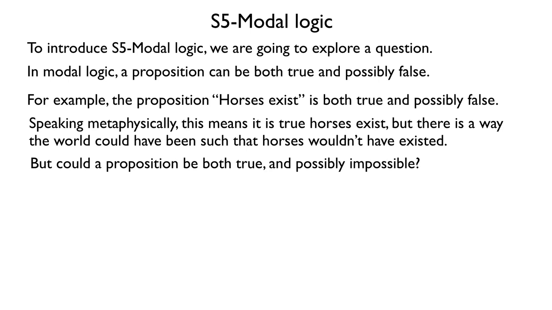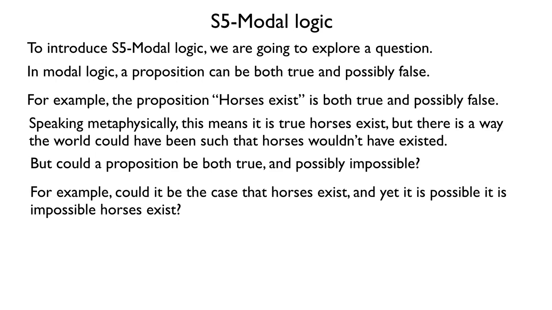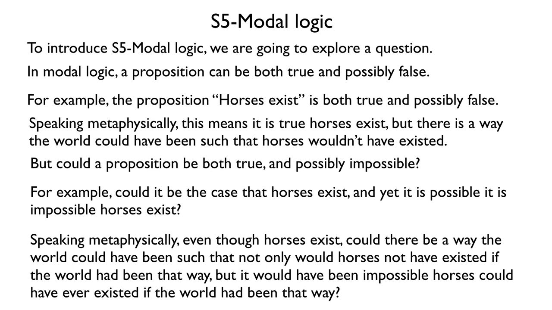But could a proposition be both true and not just possibly false, but possibly impossible? For example, could it be the case that horses exist, and yet it is impossible horses exist? If we're speaking metaphysically, that would mean, even though horses exist, could there be a way the world could have been such that not only would horses not have existed if the world had been that way, but it would have been impossible horses could have ever existed if the world had been that way? So that's the question.